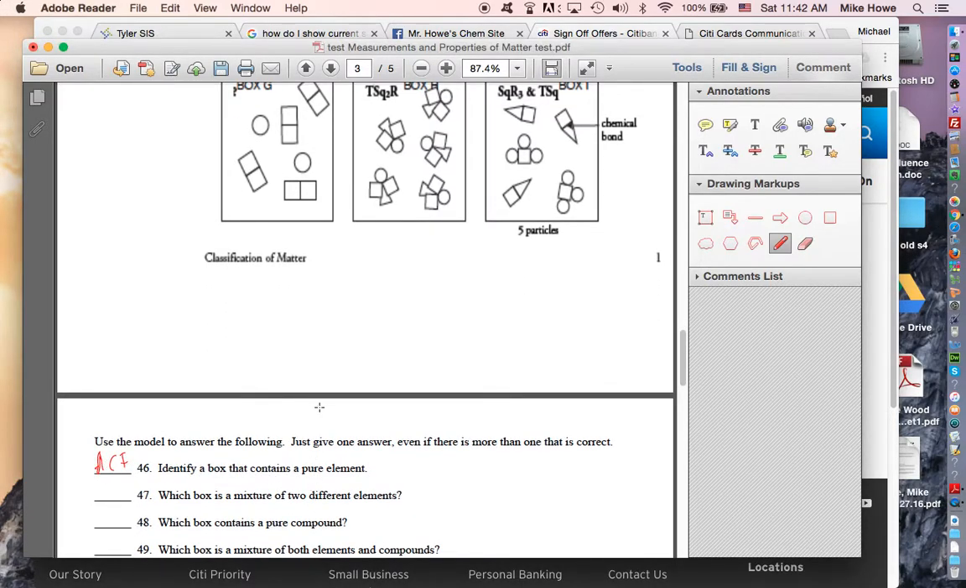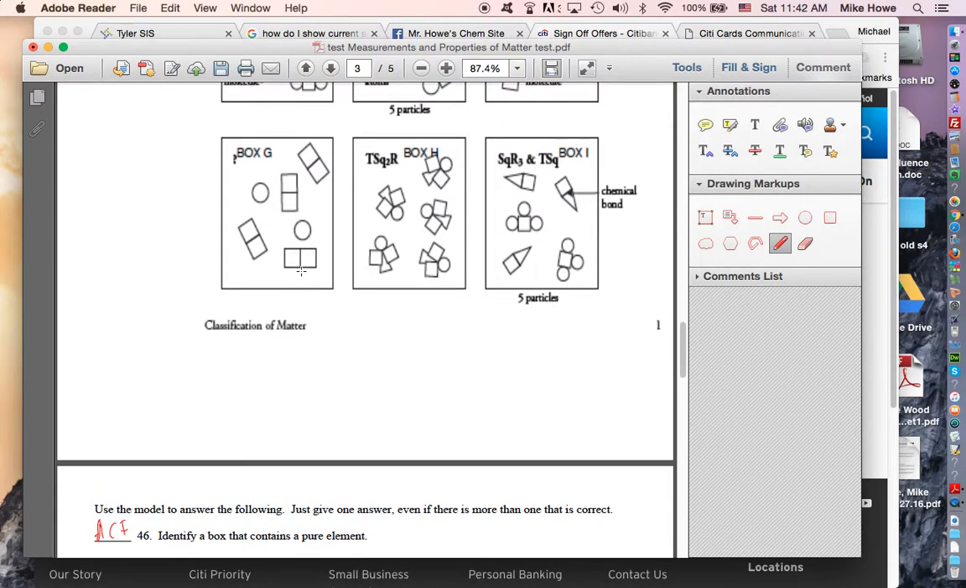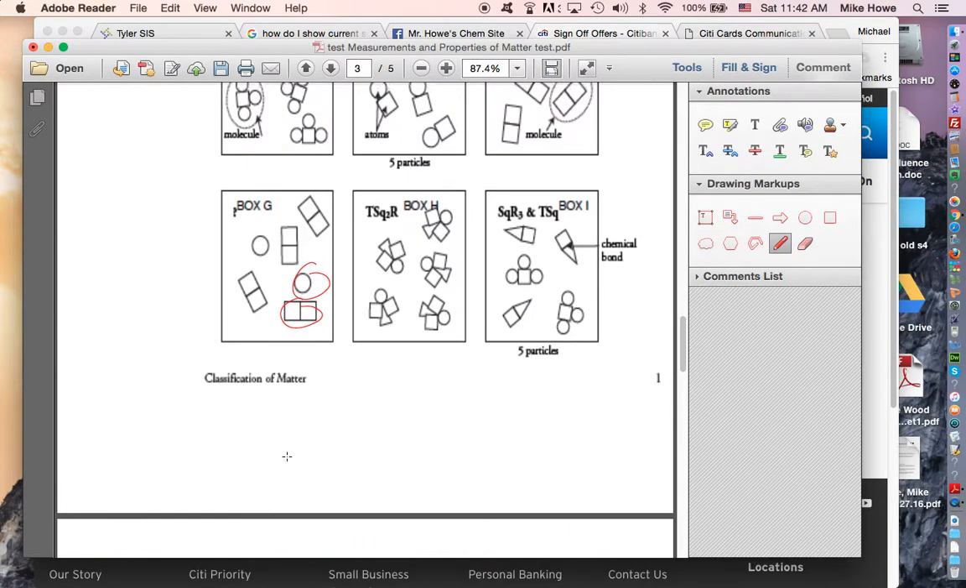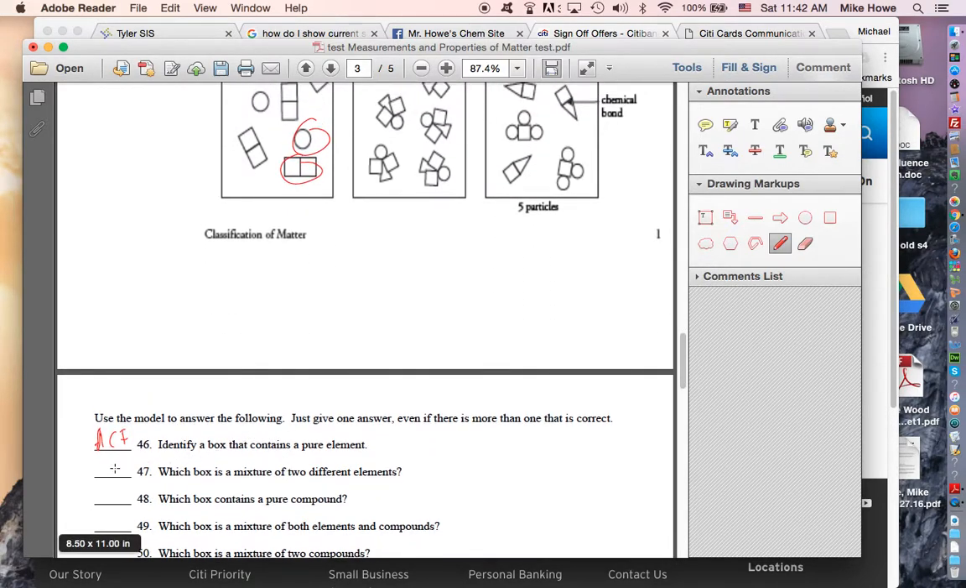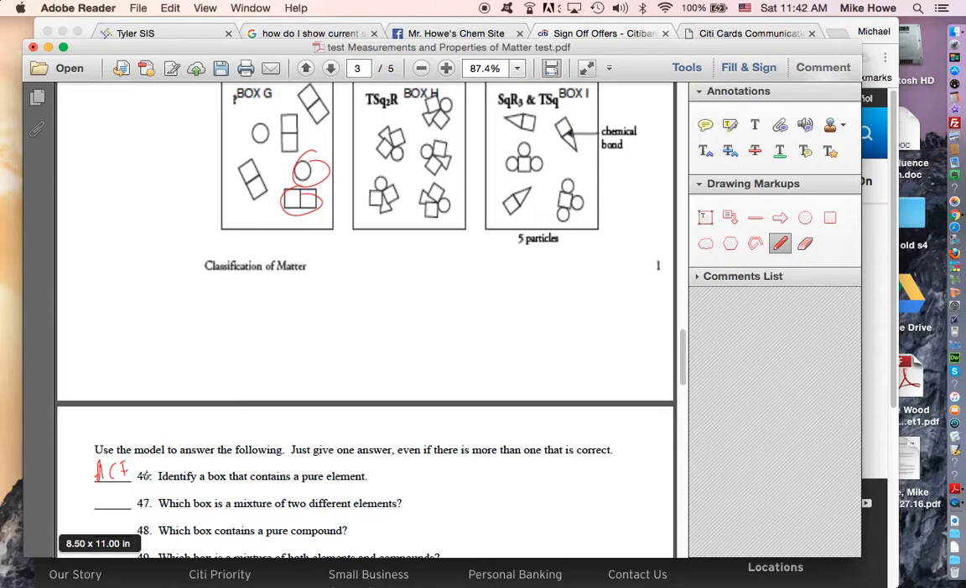Which box has two different elements? Well, the elements have one kind of atom like this or this. So there's two different elements in that box. So that would be box G. That's the only one that meets that qualification.